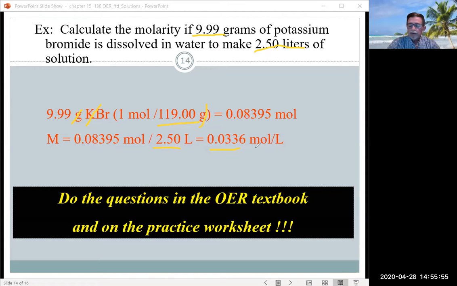And then divide that by the volume. And if the volume is already in liters, you're good to go. Punch the number in, you got it. Keep track of your sig figs. If that value is given to you in milliliters, you need to convert that to liters, given that 1 liter equals 1,000 milliliters.